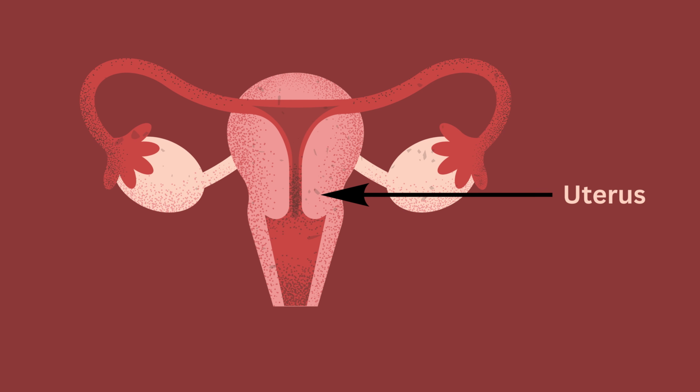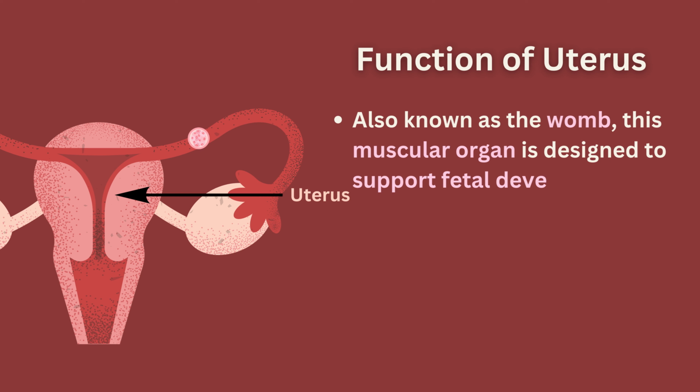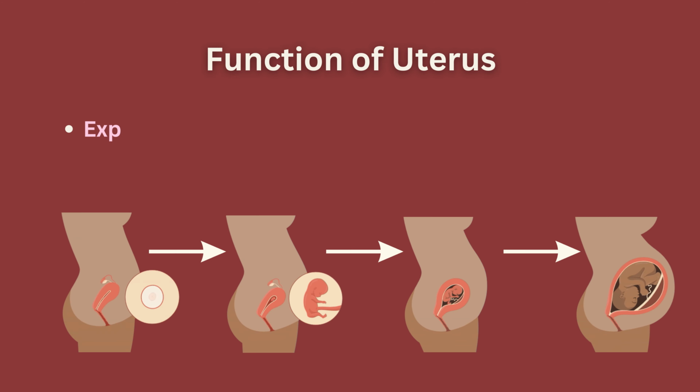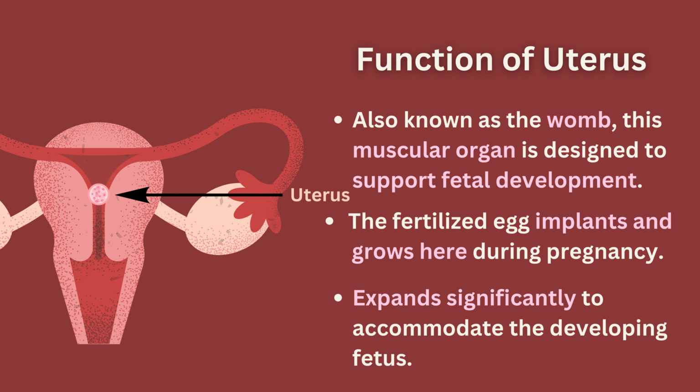The uterus, which is also known as the womb, is this muscular organ that is designed to support fetal development. The fertilized egg implants and grows here during pregnancy. The uterus expands significantly to accommodate the developing fetus, so it's basically like a cozy home for a baby.